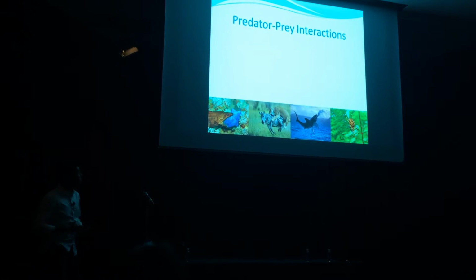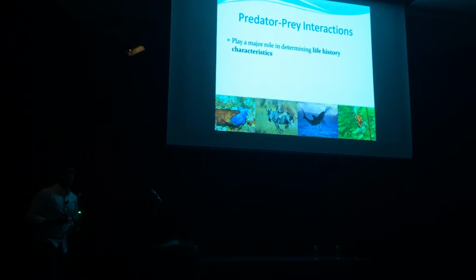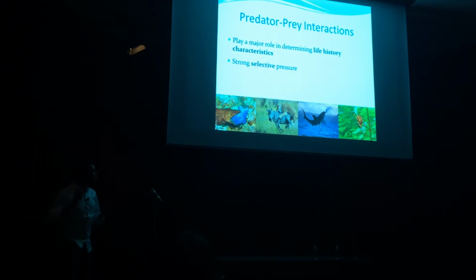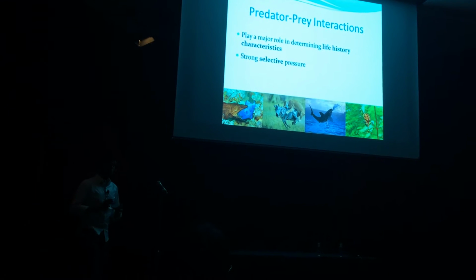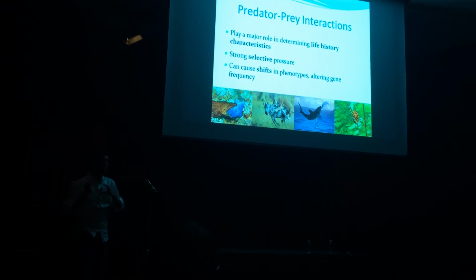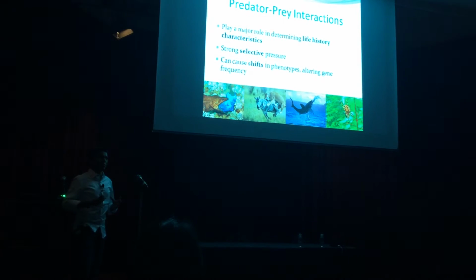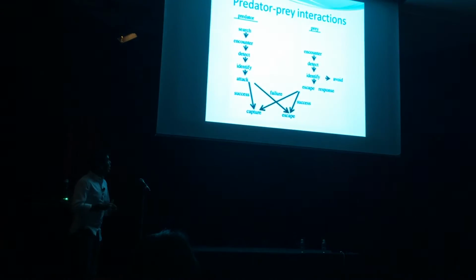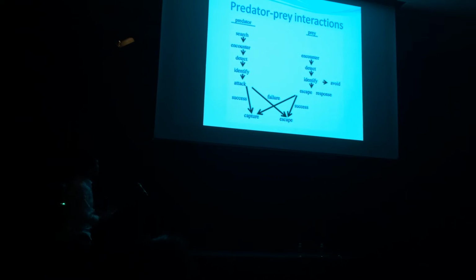Now, these interactions play major roles in determining the life history characteristics of a certain population, and that's by putting strong selective pressures upon that population. These pressures then cause shifts in the phenotypes that alter the gene frequency to what we see in the individuals today. Now, predator-prey interactions follow a short schematic.